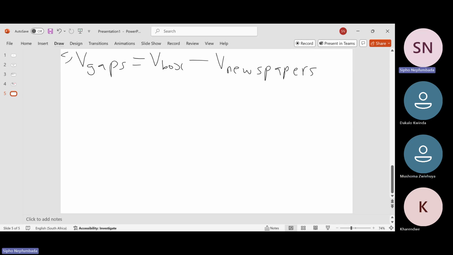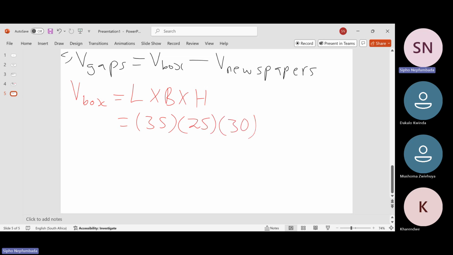What we don't know here is the volume of the box. We know the formula: the volume of the box is length times breadth times height. Are we good? Then this is equal to our length 35, our breadth 25, our height 30. Then we get what? 26,250. 26,450 centimeter cube.